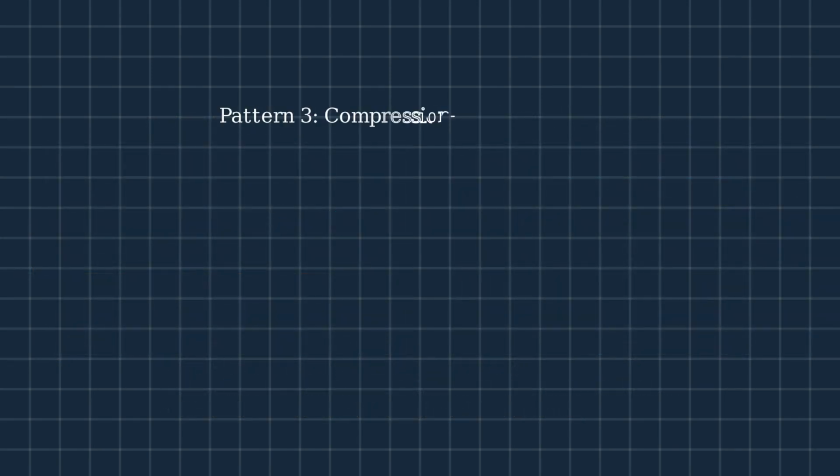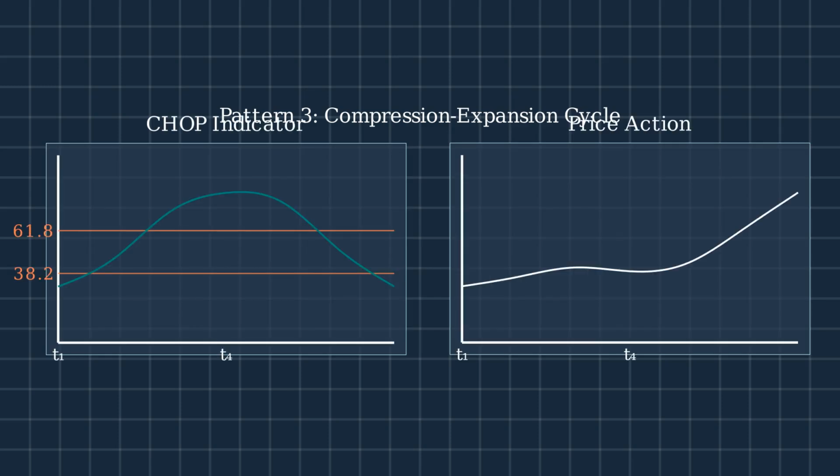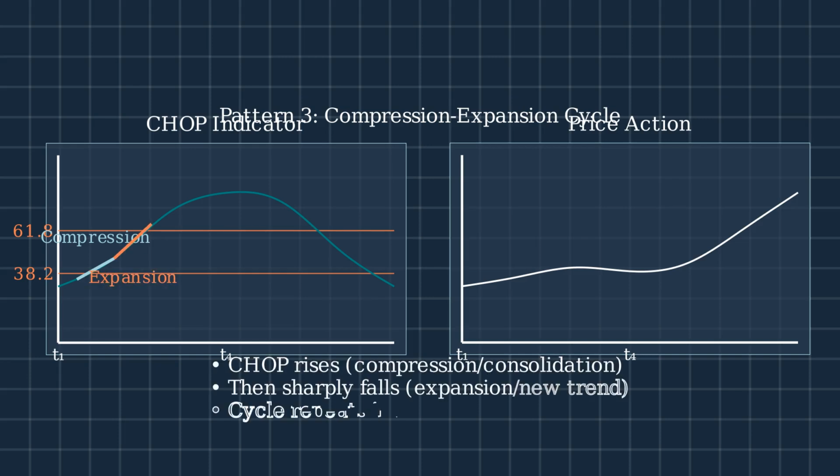The third significant pattern is the compression expansion cycle, which represents the natural rhythm of markets. In this pattern, CHOP rises as the market consolidates, shown by the compression phase where price moves sideways. Then, CHOP sharply falls as a new trend emerges, represented by the expansion phase where price makes a directional move. This cycle tends to repeat as markets naturally flow between trending and consolidation phases.